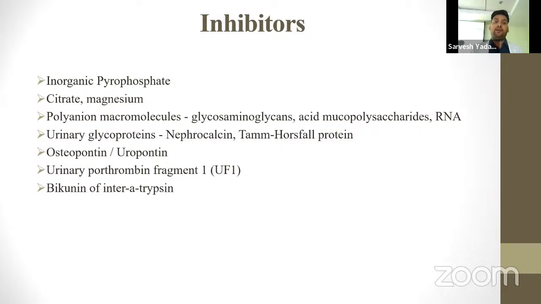Inhibitors include inorganic pyrophosphate, citrate, magnesium, polyanion macromolecules like glycosaminoglycans, acid mucopolysaccharides, RNA, and urinary glycoproteins like nephrocalcin, Tamm-Horsfall protein, osteopontin, uropontin, urinary prothrombin fragment 1, and bikunin of inter-alpha trypsin.